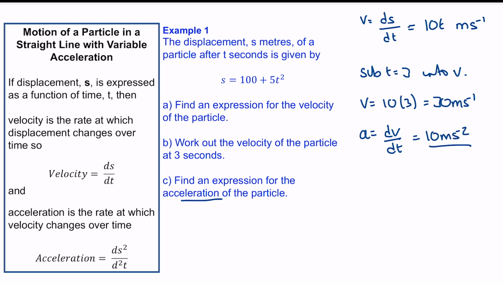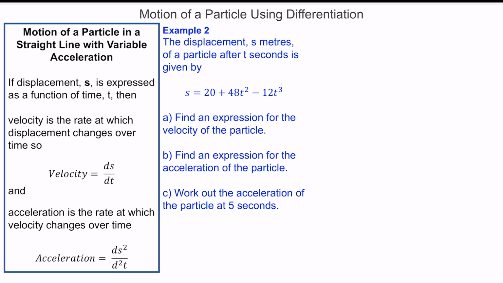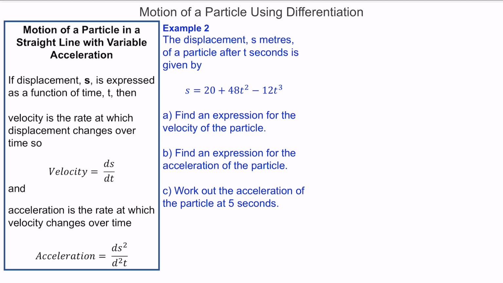Okay? Let's move on to example 2. In example 2, we're told that the displacement s meters of a particle after t seconds is given by this function, and we've been asked to work out an expression for the velocity of a particle. And then for part B, find an expression for the acceleration of a particle, and for part C, find the acceleration of the particle at 5 seconds. If you want to try question 2 yourself, you can pause the video, and when you come back, we'll go through the worked solution.